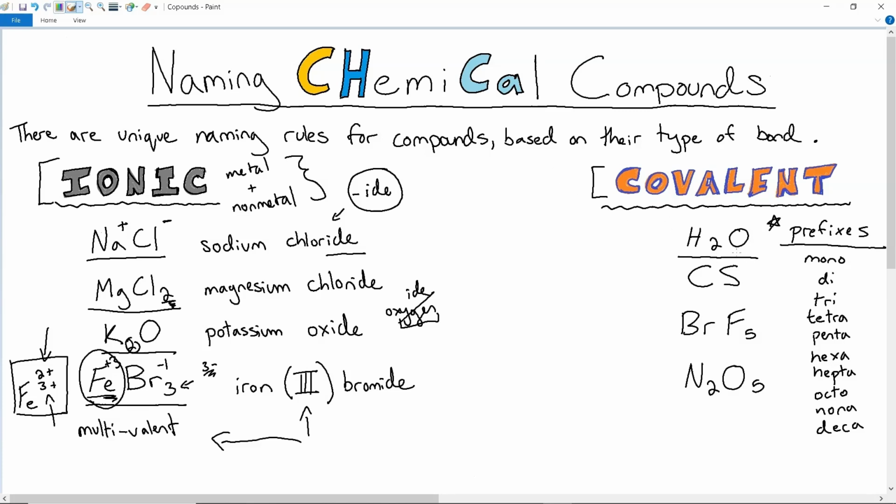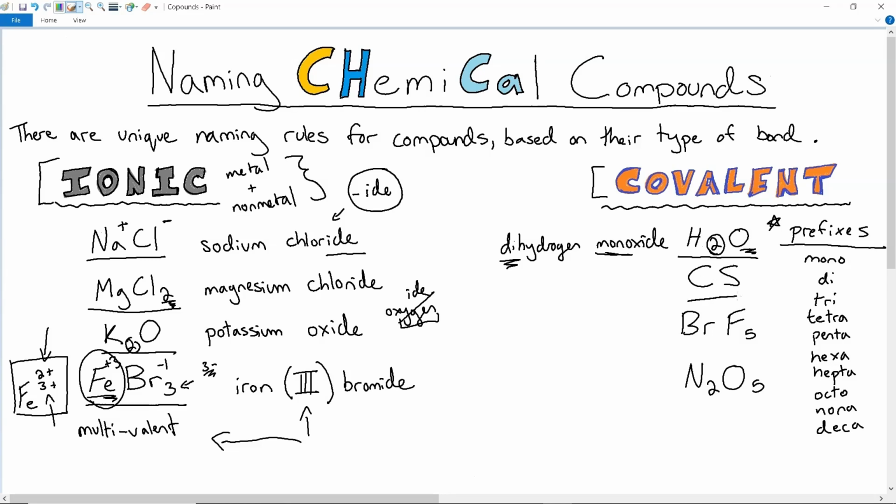Let's use our first compound as an example, good old H2O or water. If we want it to be really fancy, we could call it dihydrogen monoxide. So I've used the di prefix for hydrogen because I have 2 of those, and I've used the mono prefix for oxygen because I have 1 oxygen atom.